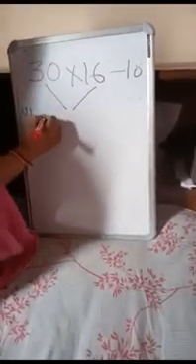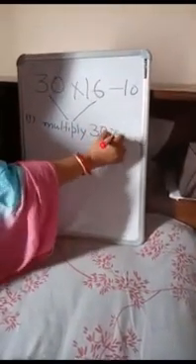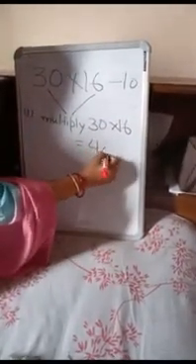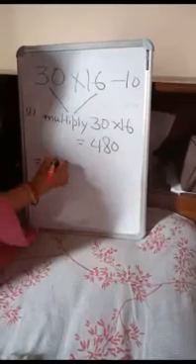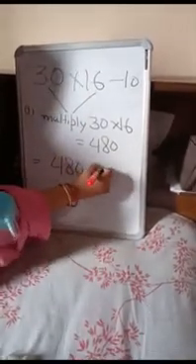So let us do it. 30 and 16. So here we will do simplification: 30 into 16 minus 10. First step, we will multiply 30 and 16. First step is multiply. Multiply what? 30 into 16. So let us solve it. 30 into 16 is 480. Now second step. Here we write 480 minus 10.